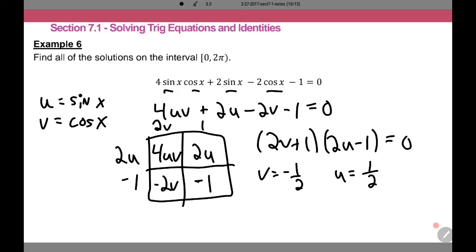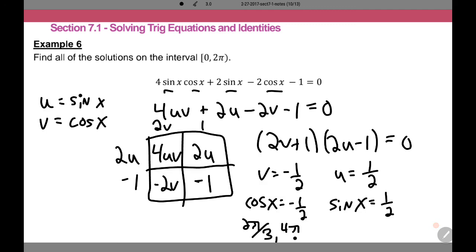That means I've got cosine of x equals -1/2 and sine of x equals +1/2. And that actually is easy enough to solve. So for the cosine, I get from my unit circle 2 pi over 3, 4 pi over 3. And for the sine, I get pi over 6 and 5 pi over 6.